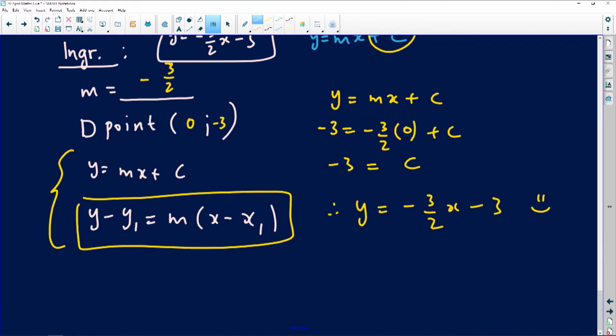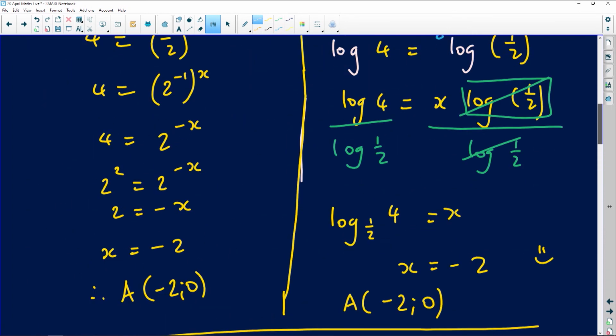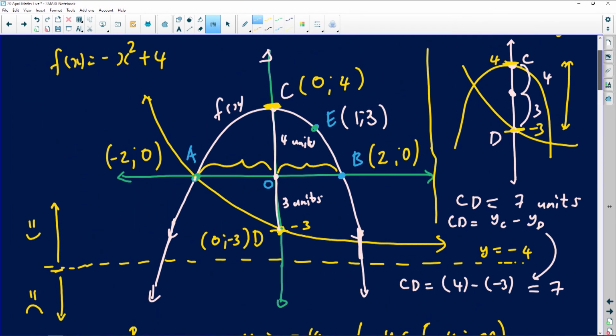Let's see what we're going to have here. We're going to go back to the parabola again. Let's go back to the parabola and look at it. They want two parts. They want x values. They say find x values. This is the analysis type of question that I was telling you about.